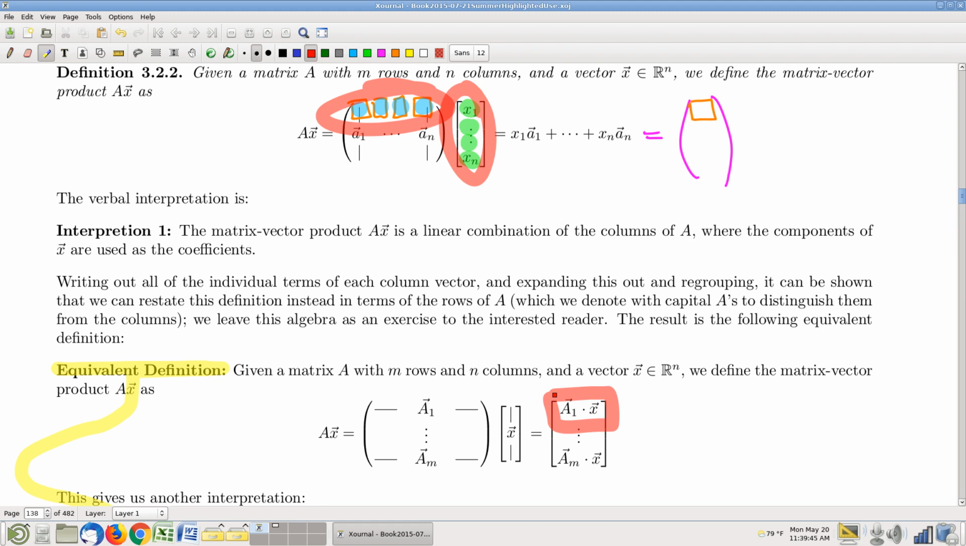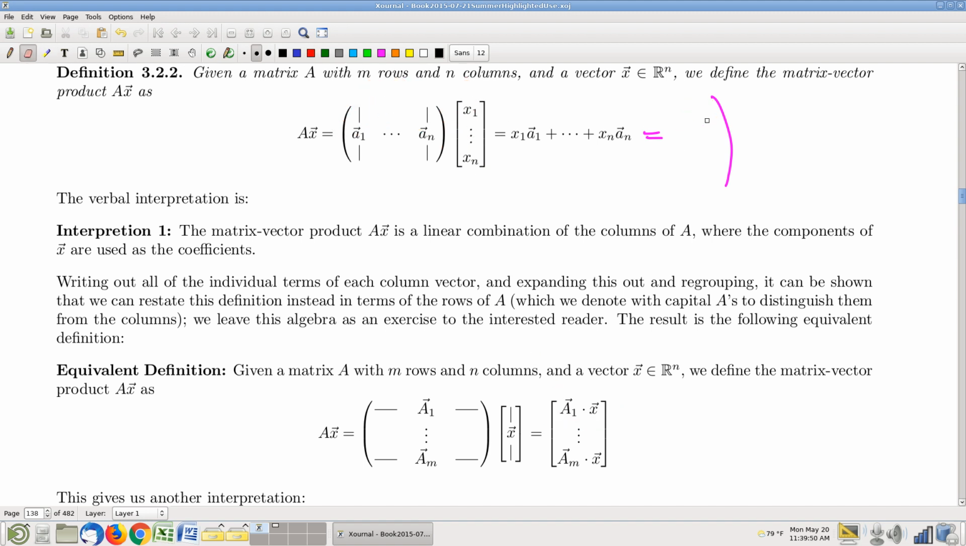So these are equivalent definitions. Neither one is wrong. You can think of a matrix vector product in terms of linear combinations, or you can think of a matrix vector product in terms of dot products. It's linear combinations of the columns of the matrix. It is dot products with the rows of the matrix. You've got to keep that straight. That's important. It's not a mix and match situation.